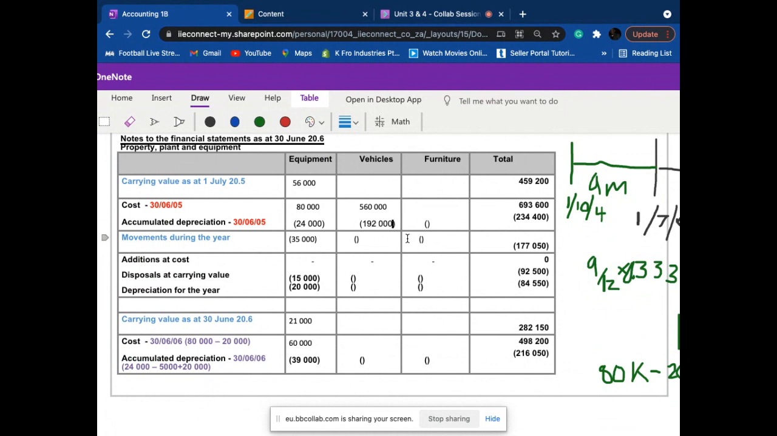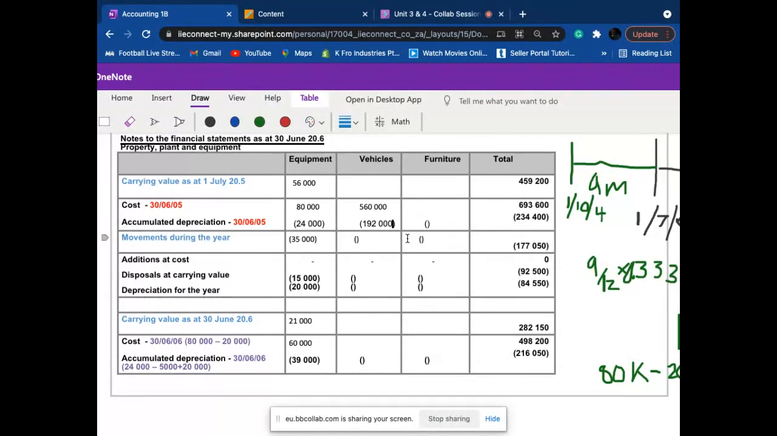192,000. Thank you so much. Right. So what then is our carrying value? See, can you see how easy this thing is? If you know how to calculate depreciation. If you don't know how to calculate depreciation, sorry, this is going to be hell for you.